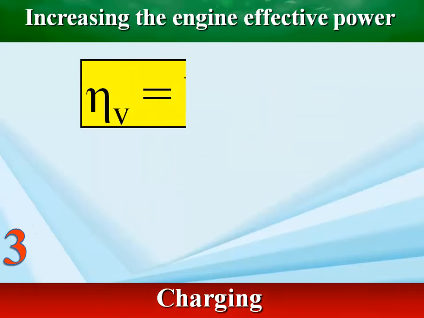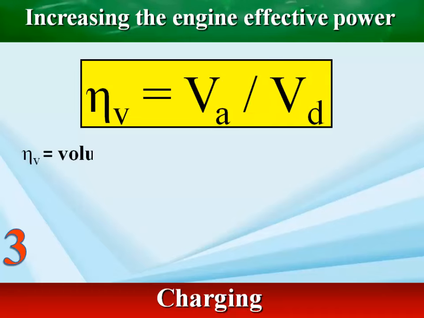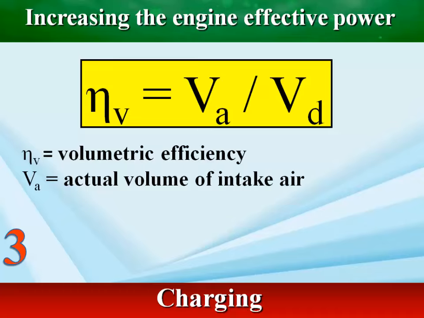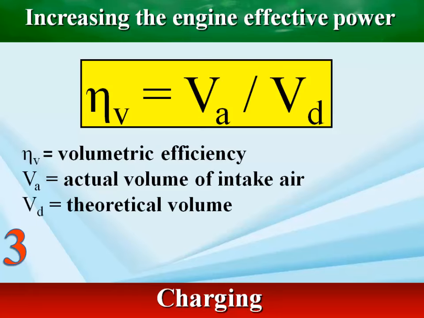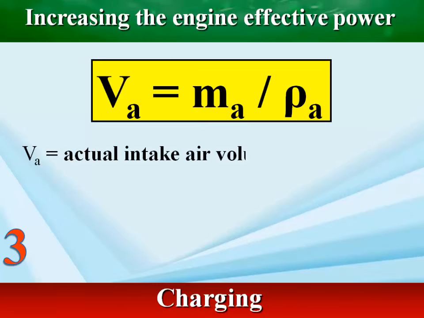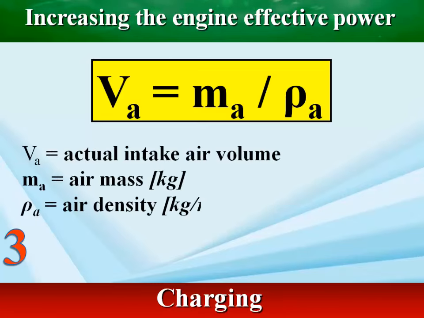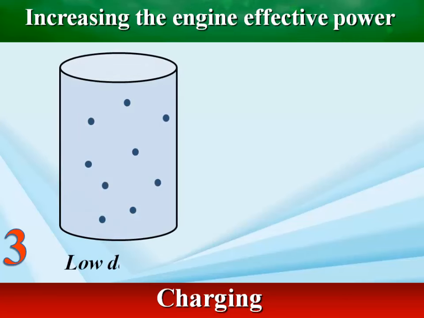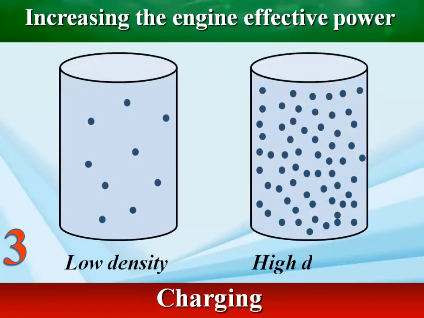The volumetric efficiency is defined as the ratio between the actual volume of intake air, VA, drawn into the cylinder and the theoretical maximum volume of the cylinder, VD, during the intake engine cycle. The actual intake air volume can be calculated as a function of air mass and air density. The more air and fuel that can be packed in a cylinder, the greater the density of the air-fuel charge.